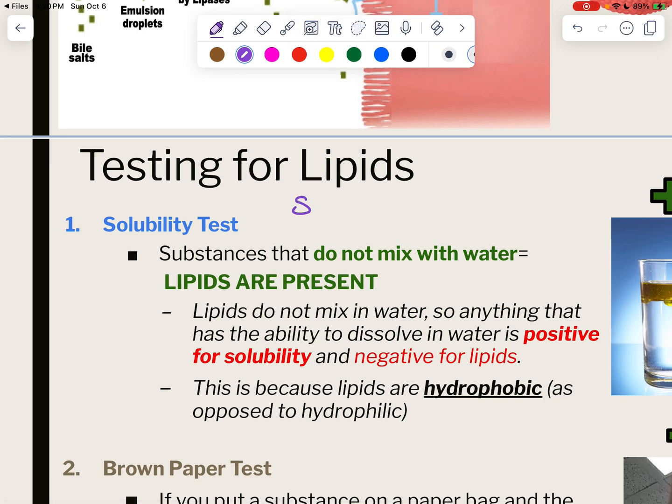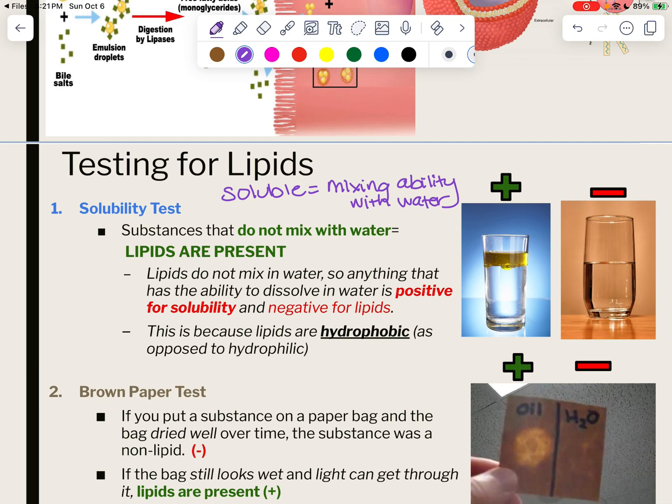So let's write that down. Soluble means mixing ability with water. Unfortunately, the problem with that though is that it's not that easy. If you are able to have a substance that is mixing with water, well, that means that substance is not lipids or oils, because oil and water don't mix.